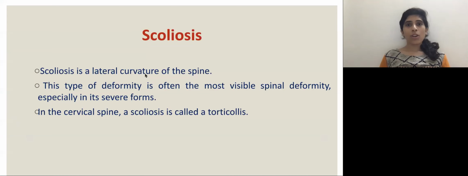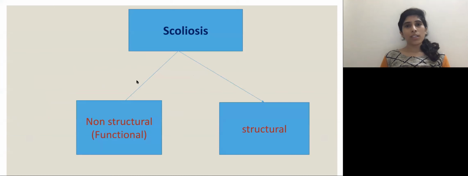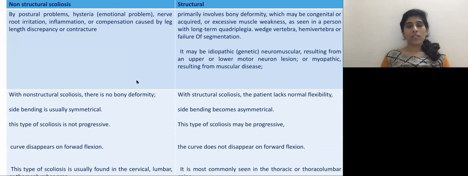As we all know, scoliosis means lateral curvature of the spine. This type of deformity is often the most visible spinal deformity once it becomes the severe form. And if it is present in the cervical spine, then it is called torticollis. Scoliosis is mainly divided into two types, that is structural and non-structural. Non-structural scoliosis is also called functional scoliosis. Another is the structural. So we'll see the difference between the non-structural and structural scoliosis.